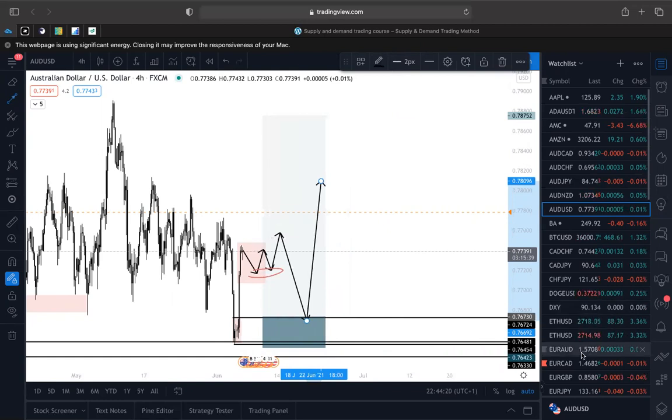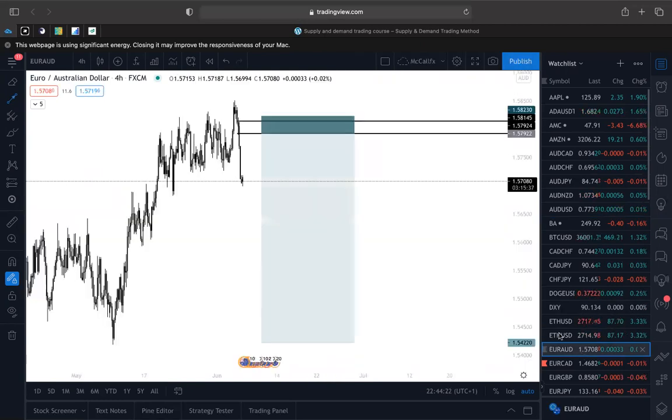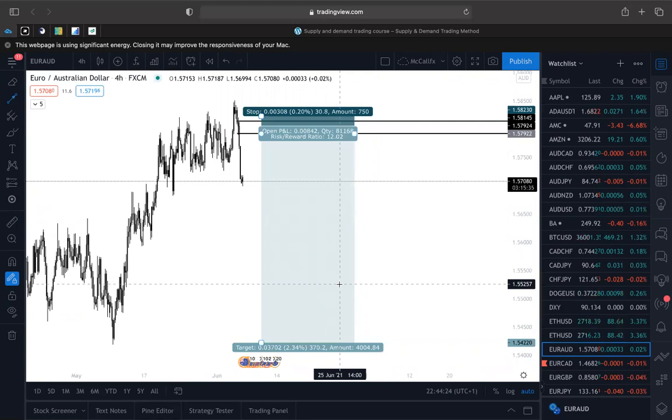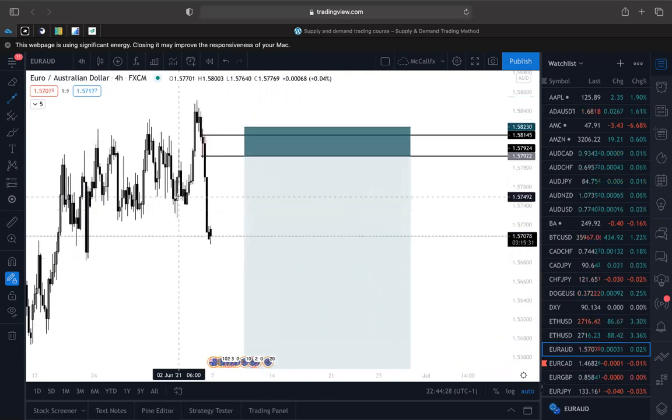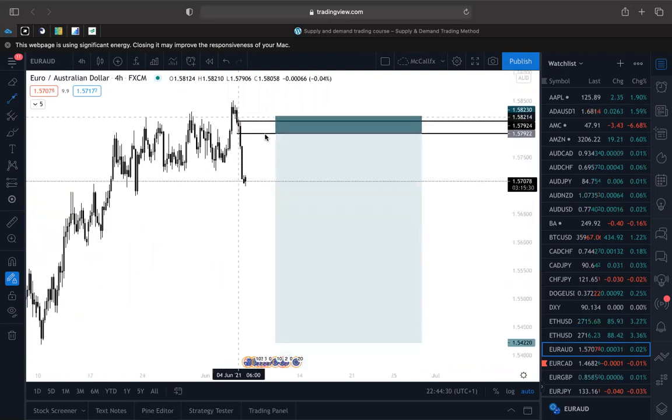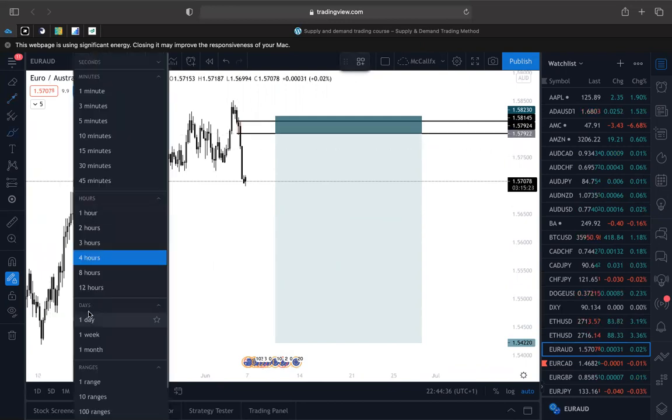Now, the last pair that I'm going to be talking about is the Euro AUD. With this, I was just using basic correlations. Since I'm buying this, this also looks like a very nice sell trade that we can take advantage of. Then let's look at this on the daily time frame.